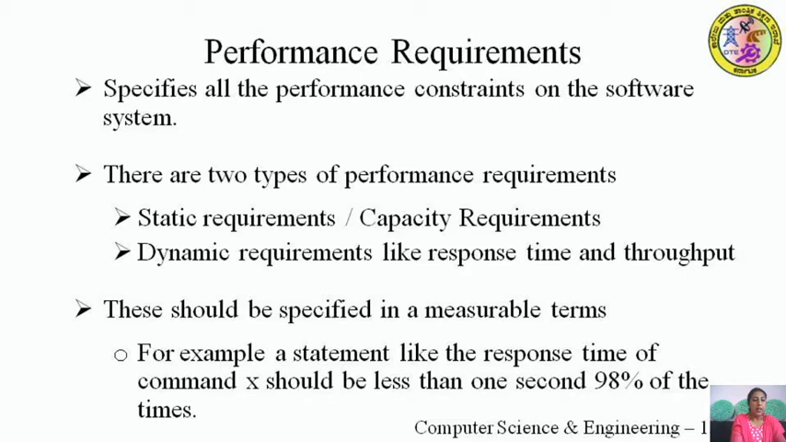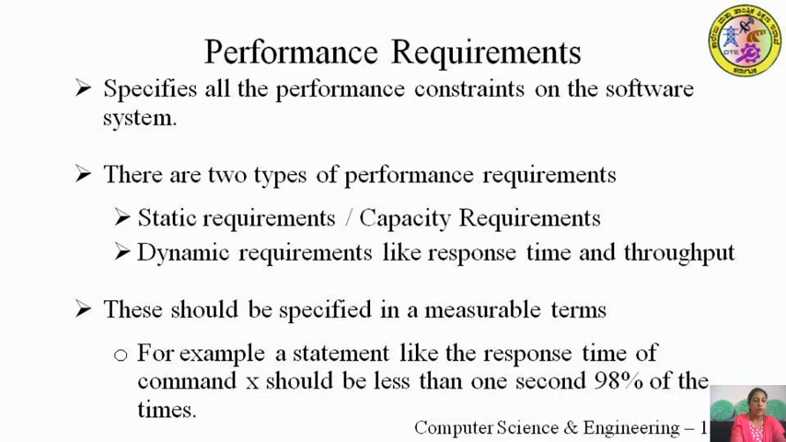Whereas dynamic requirements specify constraints on the execution behavior of the system. These typically include response time and throughput constraints on the system. Response time is the expected time for the completion of an operation under specified circumstances. Throughput is the expected number of operations that can be performed in a unit time. For example, the SRS may specify the number of transactions that must be processed per unit time or what the response time for a particular command should be.